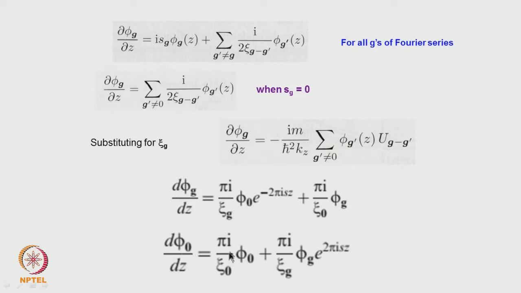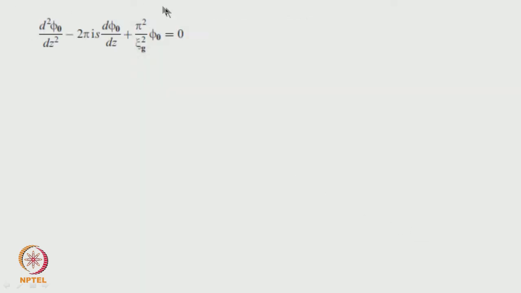This expression we can substitute for phi g into this one. If we do it, we will be able to write a differential equation like this. I am not going into the derivation, but generally for this sort of equation, what is the general solution? All of you have studied this in mathematics. It will be e to the power of 2 pi i some alpha, an expression like that. Now you substitute and try to solve it.